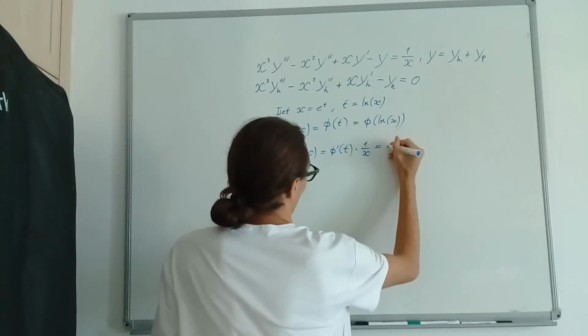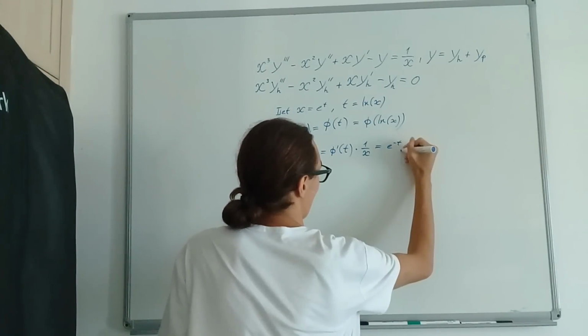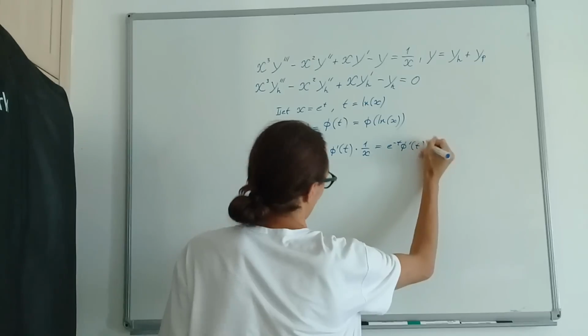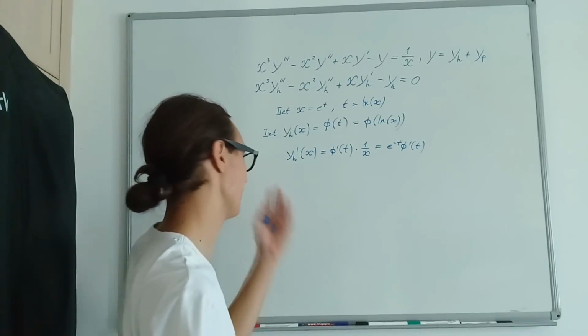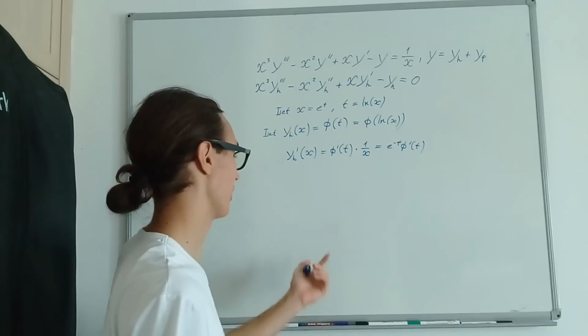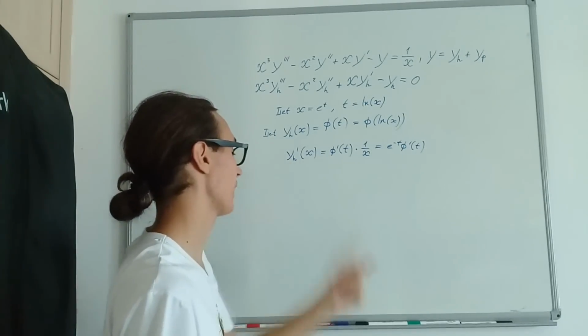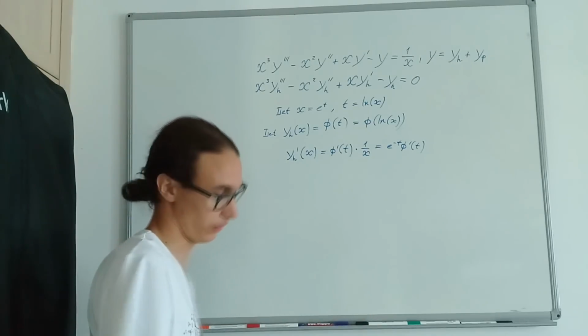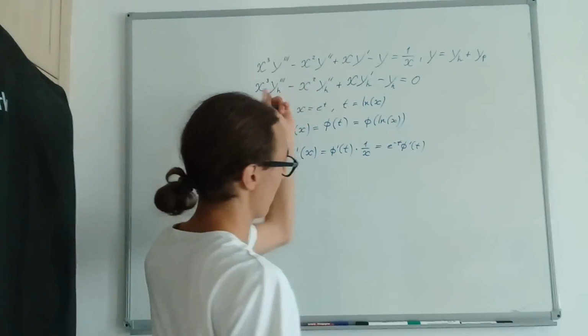I mean, it's also equal to e to the minus t phi prime of t, but it doesn't really matter. At the end of the day, we're actually just going to be better off expressing this in terms of x. You'll see why later.